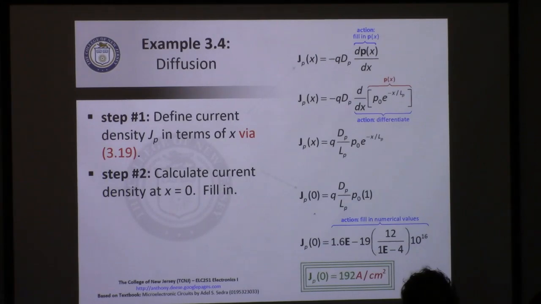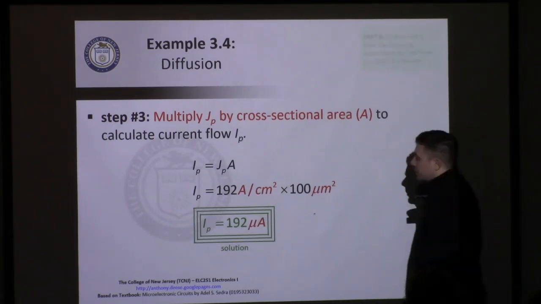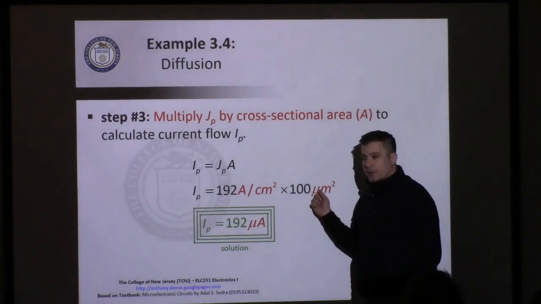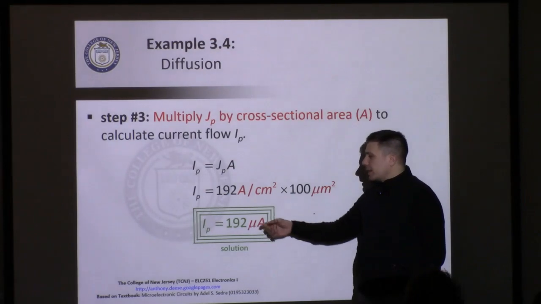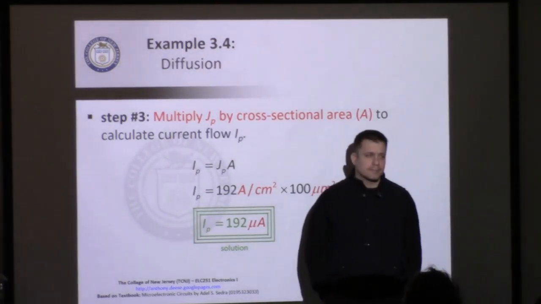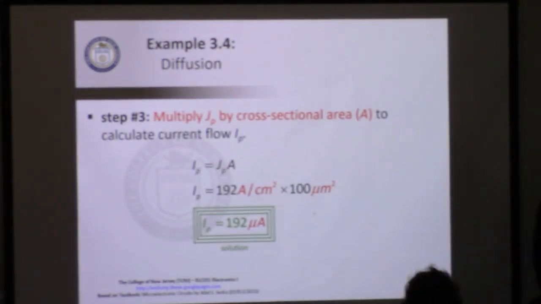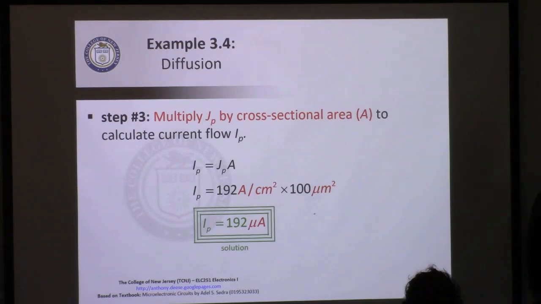Now, if we want to determine what the current is from the current density, then we just multiply by the cross-sectional area, which they told us was 100 micrometers squared, and that gives us 192 microamps. So that's the diffusion current that we see associated with those conditions for that semiconductor.